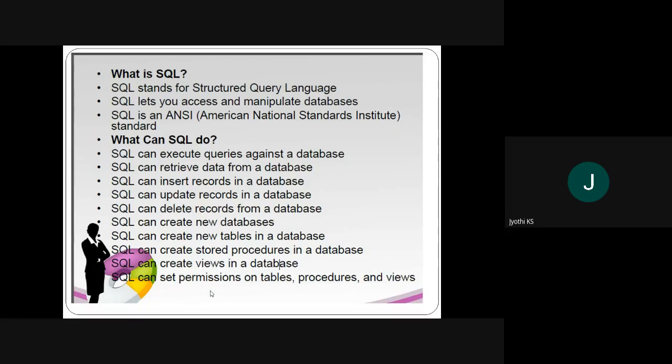What are all the things SQL can do? SQL can create new tables in the database. It can create stored procedures and views. At the same time, you can insert records into the database, update the records, and delete the records. Then you can execute queries against a database and retrieve data from a database. All this can be achieved using SQL.